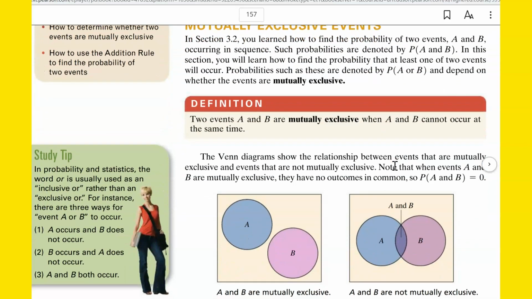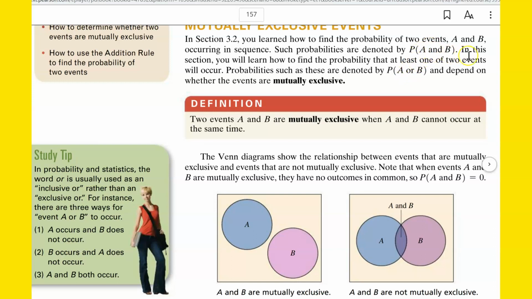events. All right, in section 3.2, you learned how to find the probability of two events A and B occurring in sequence. Such probabilities are denoted by probability of A and B. In this section, you will learn how to find the probability that at least one of two events will occur. Probabilities such as these are denoted by probability of A or B. Okay, so that's a huge difference. That's very small in wording, but very big in the way that you can do the problem.